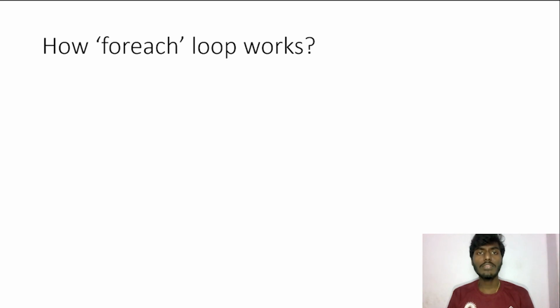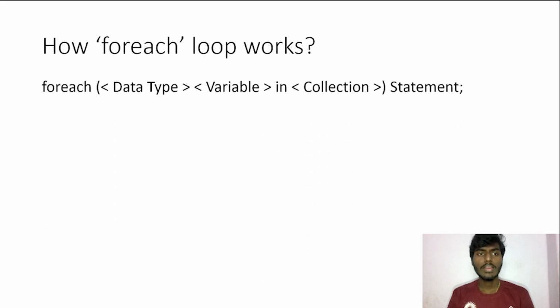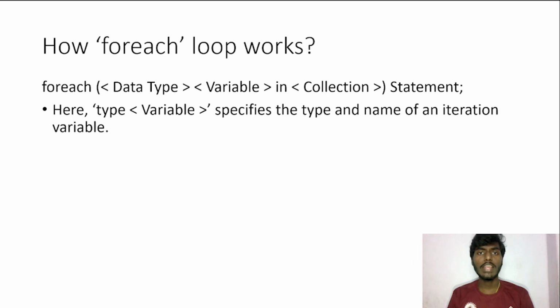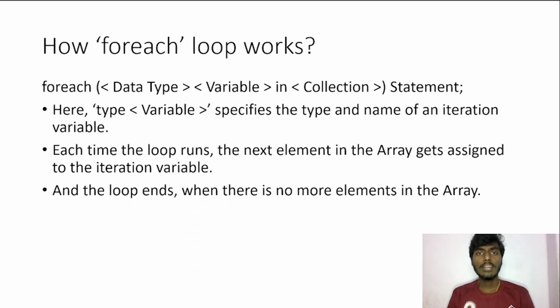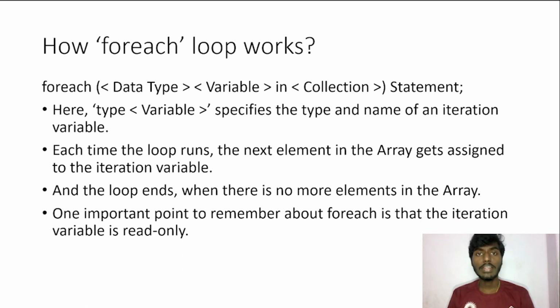So let's see how the for each loop works. Firstly, we have the data type, then the iteration variable name, then the collection name, for example an array name. When the loop runs, the next element of the array gets assigned to the iteration variable. Then, when there is no element present in the array, the loop ends. Importantly, the iteration variable is just a read-only variable. It means that we can't assign any new value to the iteration variable in the loop.